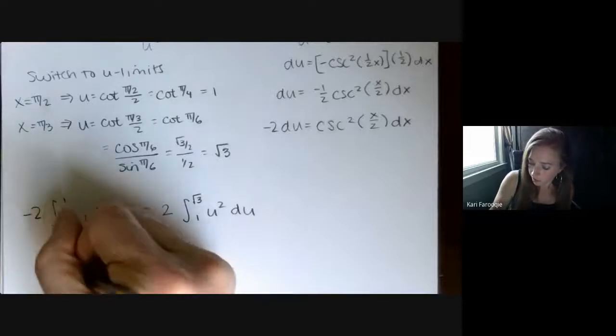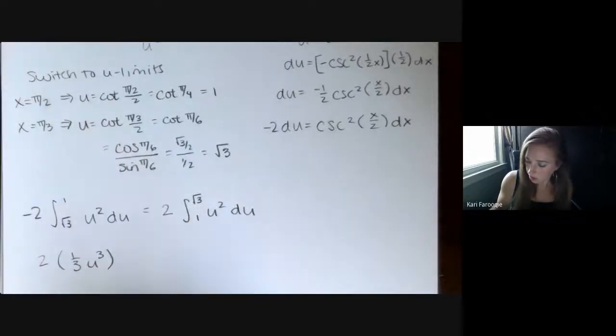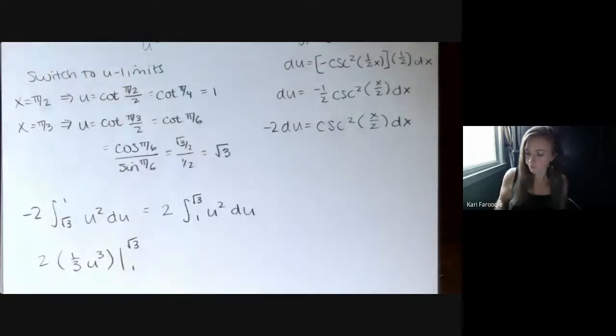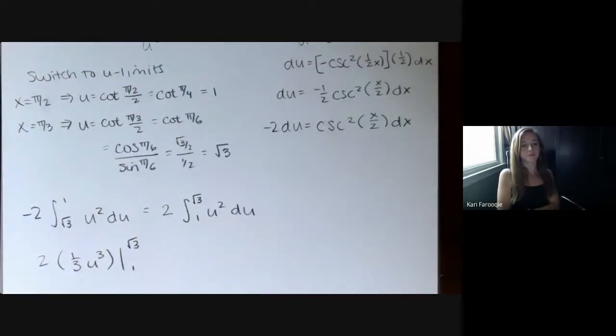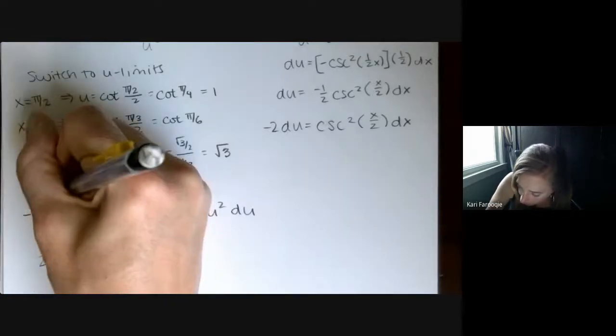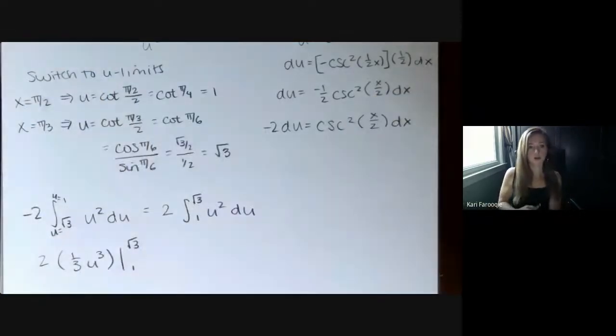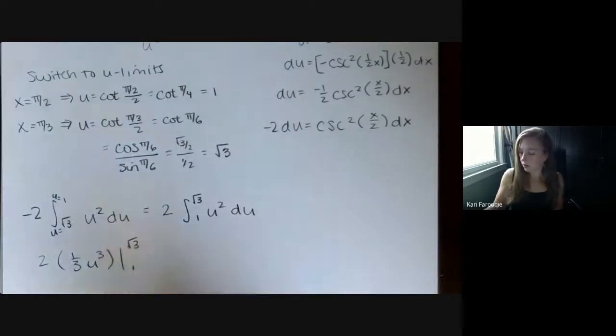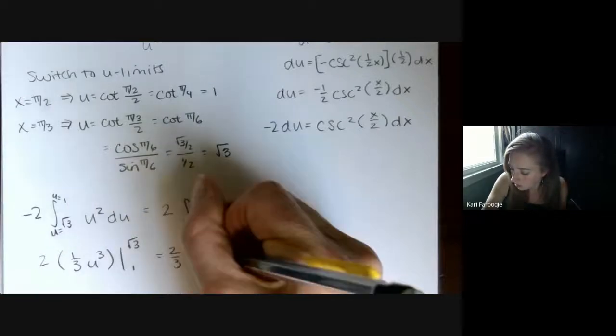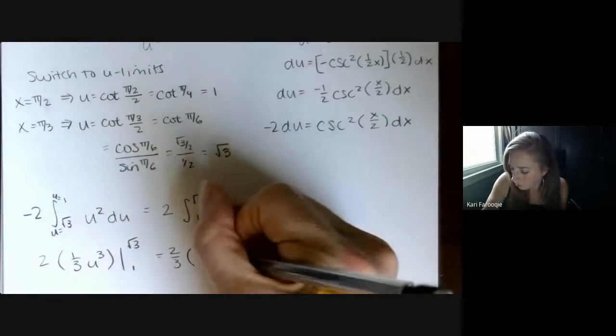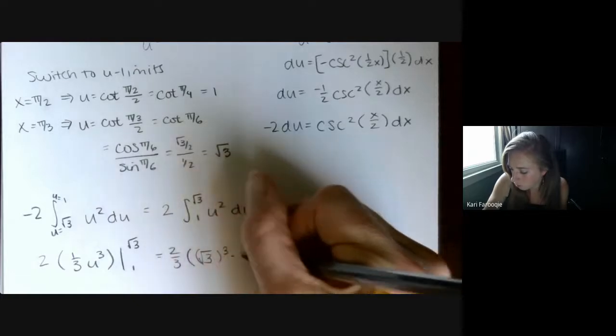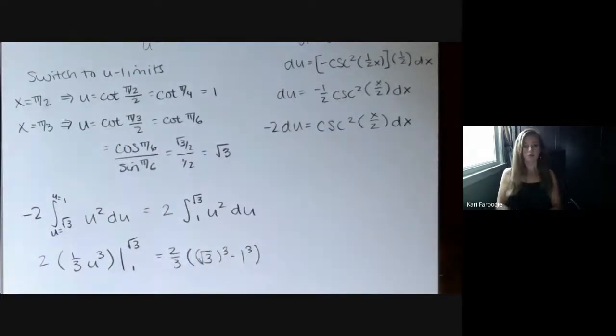All right, so you're looking at 1/3 u cubed, and you're taking that from 1 to the square root of 3. Do not back substitute because you have your limits now written in terms of u. I didn't actually formalize that, but we showed it up here. And now we have 2/3 times the square root of 3 cubed minus 1 cubed.